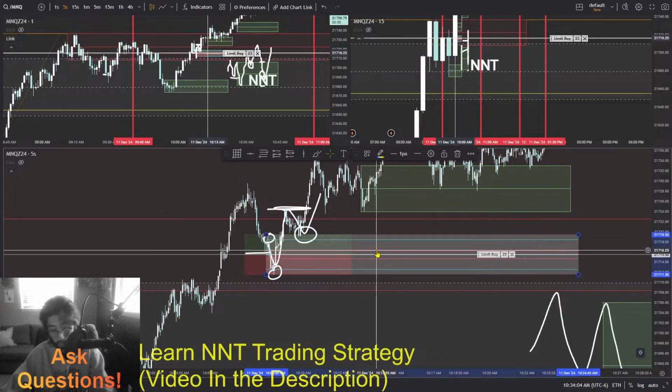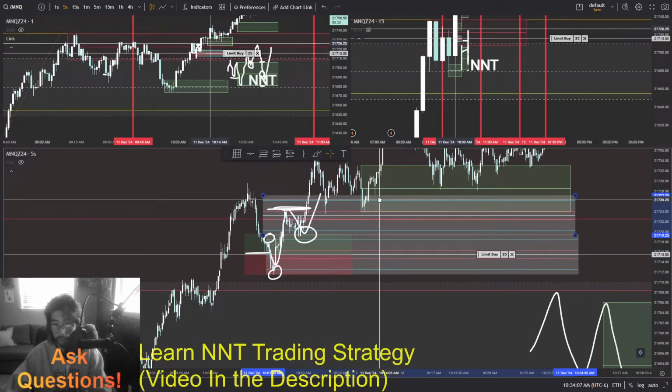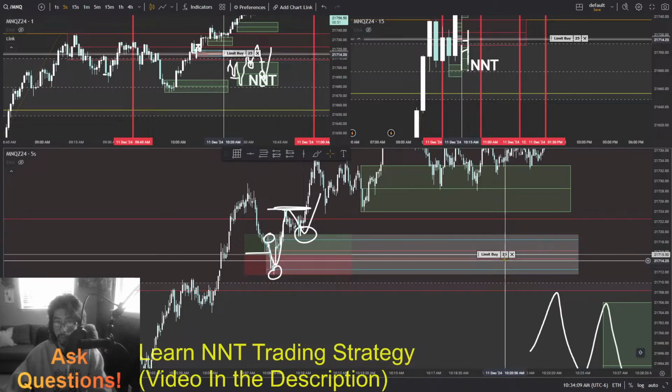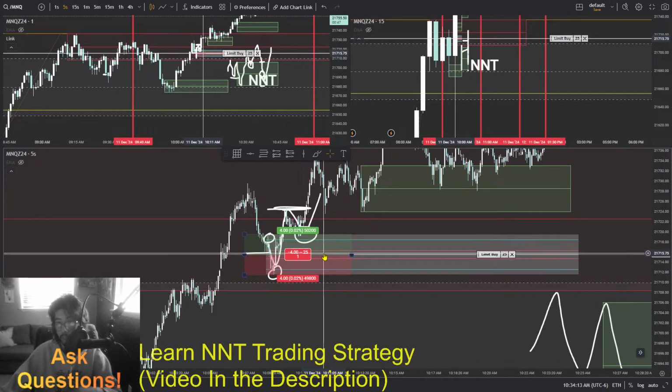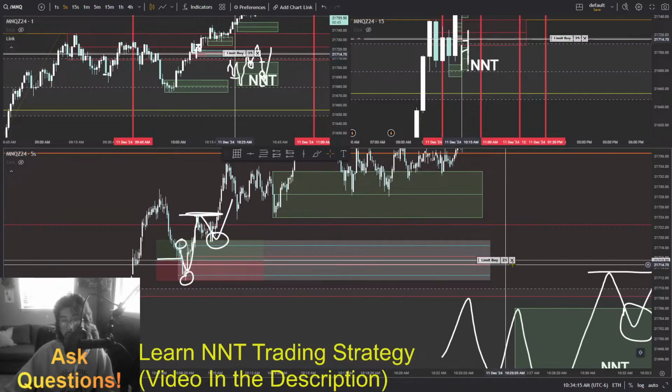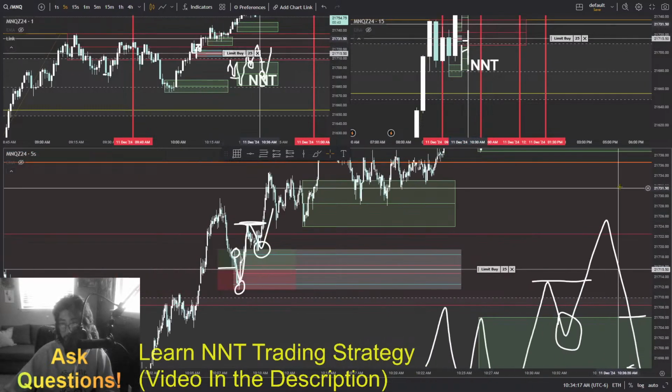So let's grab this zone and duplicate it. Yeah, it reached 100% away. Then I have my order at 50%. This thing tells me how much to risk because I risk $200 per trade. So I have my order here at 50%.